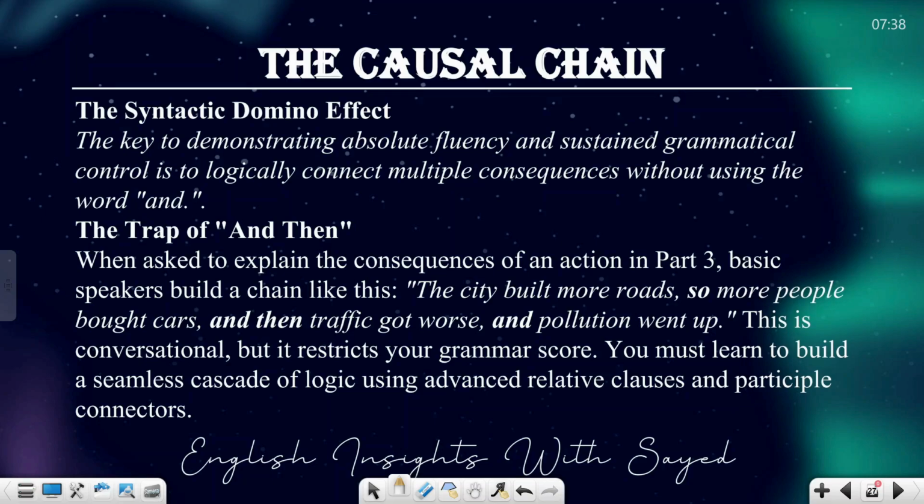When asked to explain the consequences of an action in part 3, কিভাবে আপনি এটা কনসিকোয়েন্সের ফলাফল যদি জানতে চায়, basic speakers build a chain like this: the city built more roads, so more people bought cars, and then traffic got worse and pollution went up.